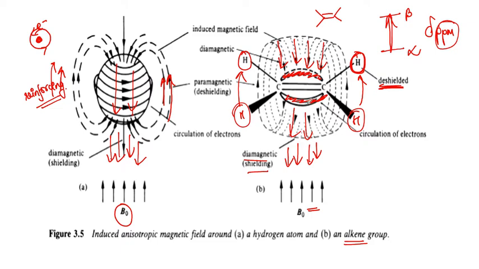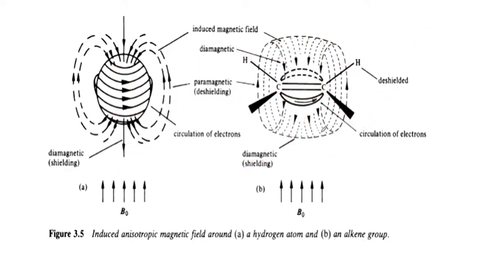Now the inner zone over here is going to be diamagnetically shielded because it is opposing the applied magnetic field. However, the outer zone is going to be de-shielded because of the ring current. So the diamagnetic shielding or de-shielding is because of the ring current of the pi bond. Now we understand this. What about the aromatic protons, right? What about the aromatic protons?